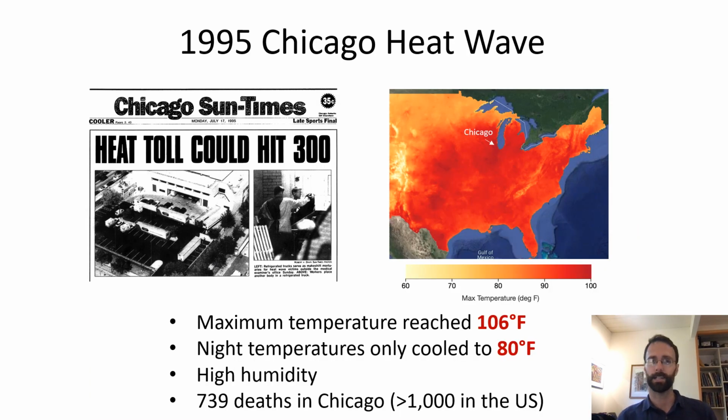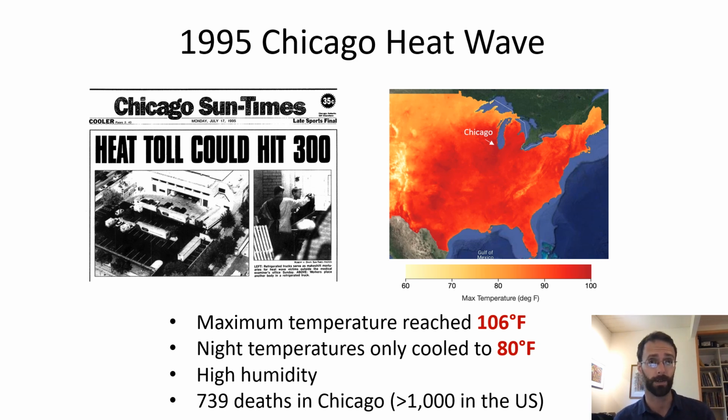So I'm going to start by taking us back to the summer of 1995. In July of that year, Chicago experienced one of the deadliest climate disasters in US history. A heat wave gripped the Midwest for 5 days, with maximum daytime temperatures in Chicago reaching up to 106 degrees Fahrenheit. At night, temperatures only cooled to about 80 degrees Fahrenheit in the city. The hot temperatures were also accompanied by very, very high levels of humidity, so there was a lot of water vapor in the air in addition to the high temperatures.